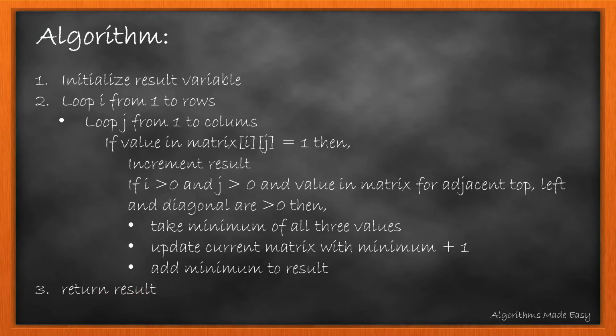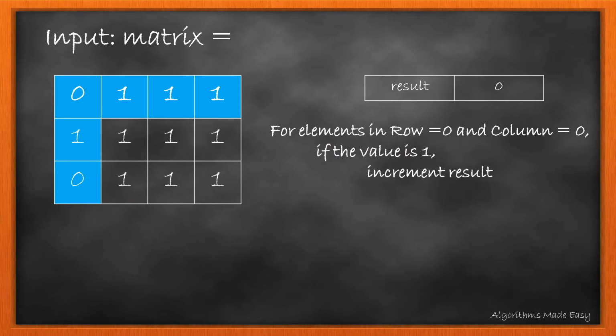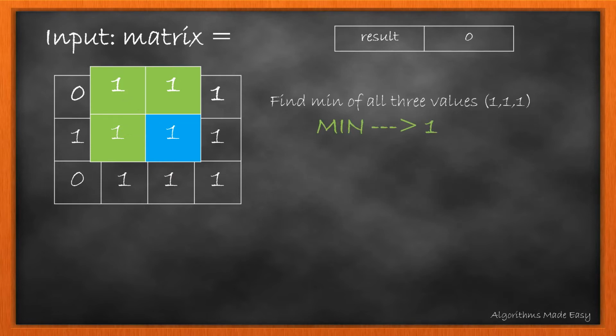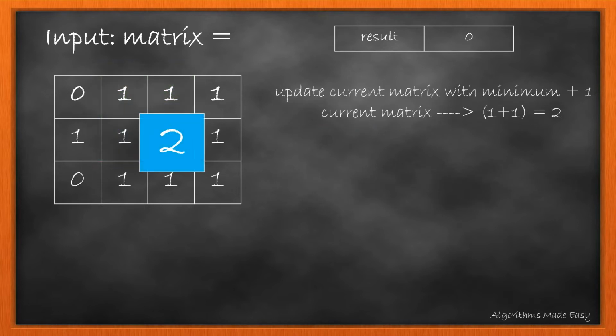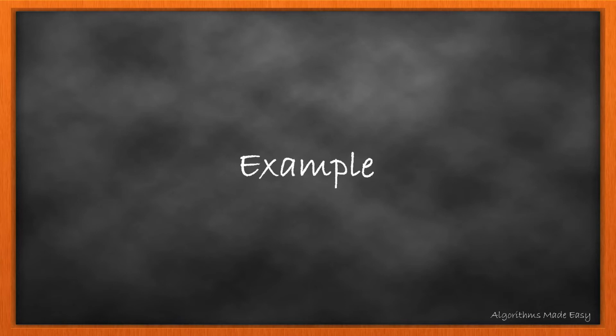Let's see it visually. For all the first row and first column elements highlighted, we increment the result if the value is 1. In the other case, we check the 2 cross 2 matrix by joining elements in the 3 directions shown. If all these have values greater than 0, we first find the minimum of these values. Then we add the minimum to the current element. We also add the minimum to the result variable. Let's see it with an example.